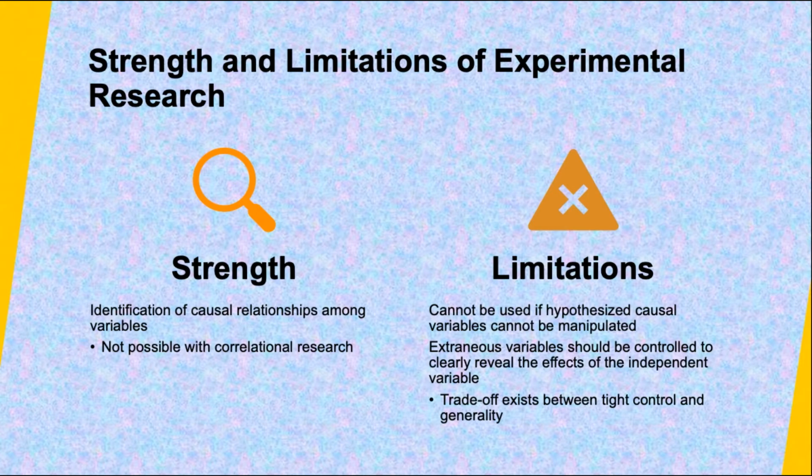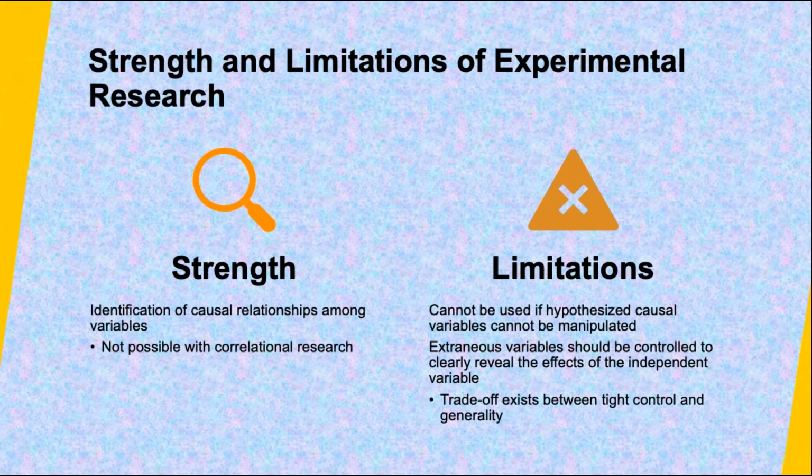What are the strengths and limitations of this experimental research? The great strength of the experimental approach is its ability to identify and describe causal relationships. This ability is not shared by the correlational approach, which can tell you only that changes in the value of one variable tend to accompany changes in the value of a second variable, whereas experimental research can tell you whether changes in one variable, the independent variable, actually cause changes in the other variable, which is the dependent variable.